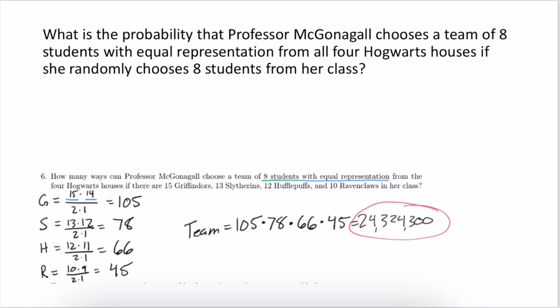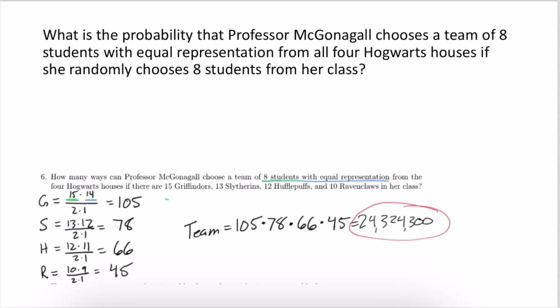So we figured out the number of ways you can choose 2 Gryffindors, because there were 15 Gryffindors to start with. You had 15 options for the first one. Then the second Gryffindor had 14 options because you wouldn't choose the same student twice. And then the order didn't matter, so we divided by 2 factorial. That gave us 105 ways to choose 2 Gryffindors. Similarly, there are 78 ways to choose 2 Slytherins, 66 ways to choose 2 Hufflepuffs, and 45 ways to choose 2 Ravenclaws.